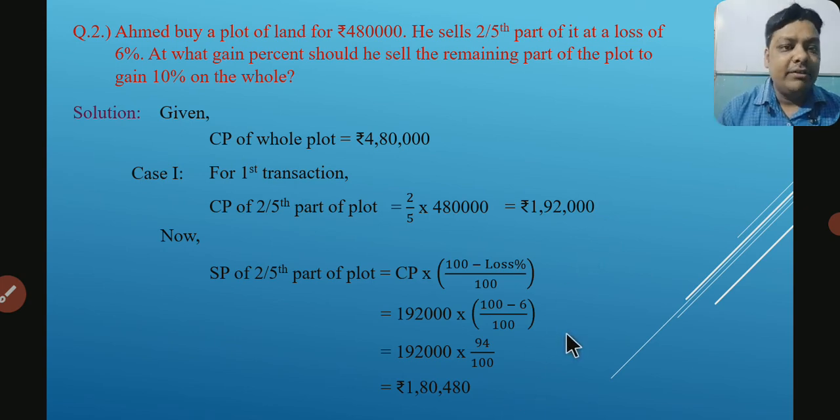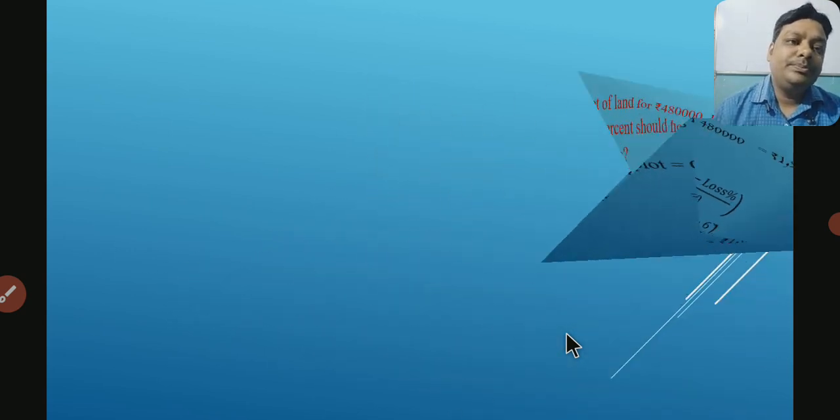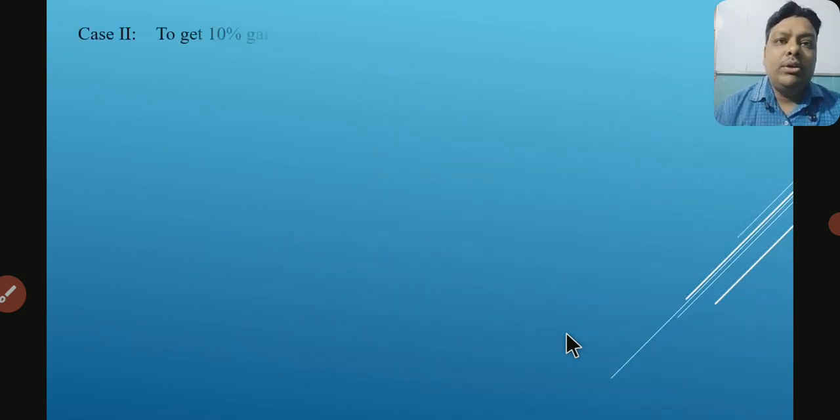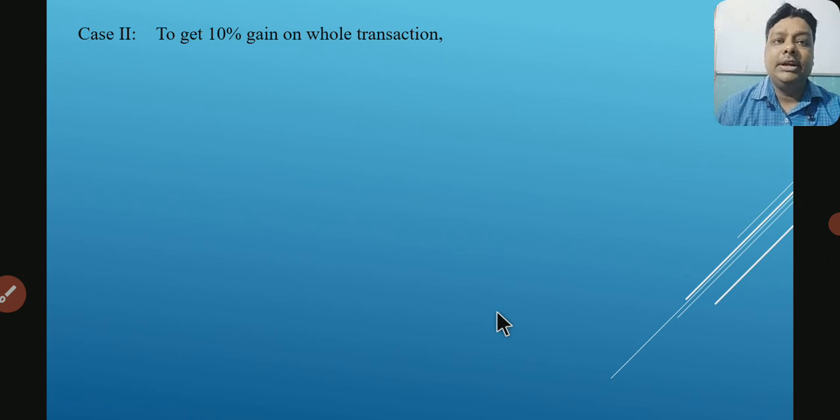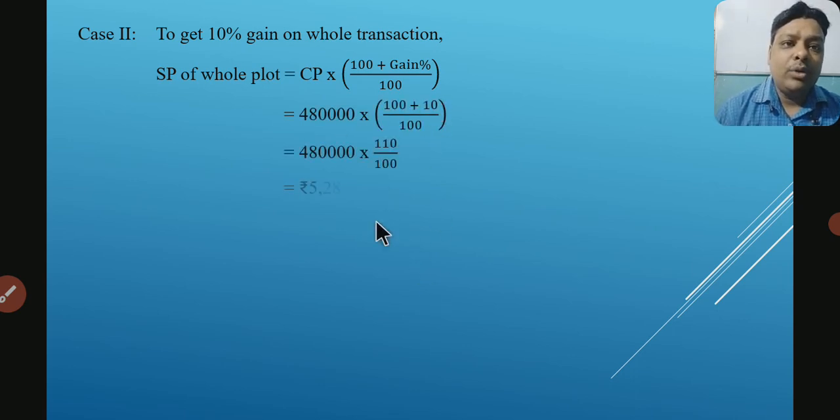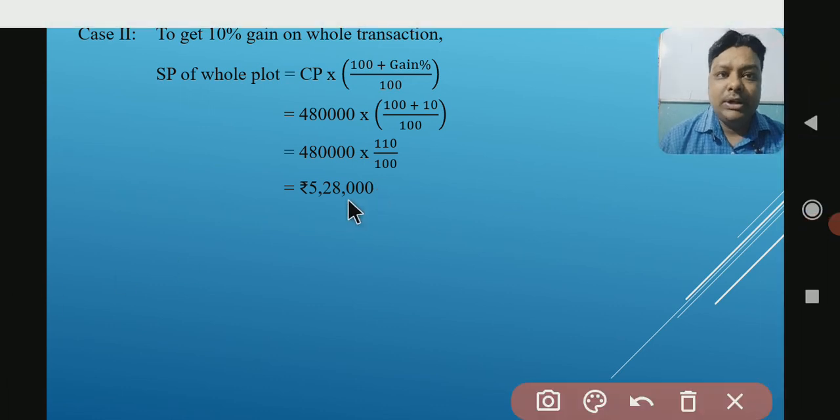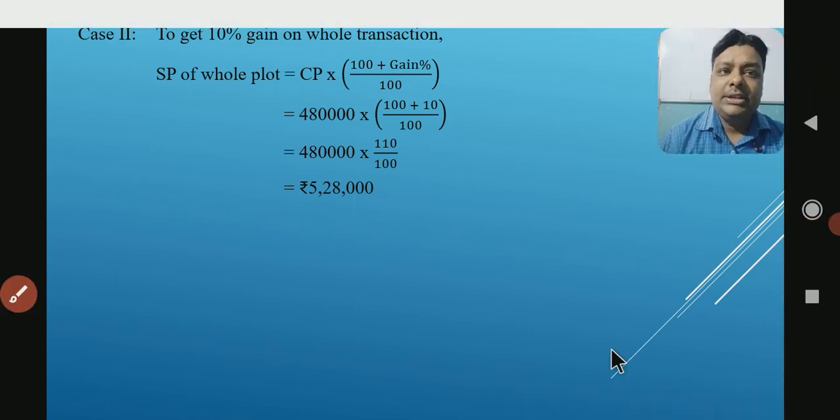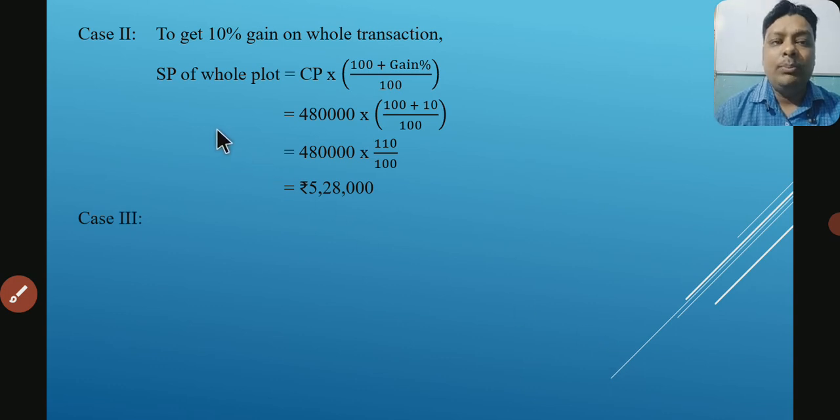So now let's see. Case 2: to get 10% gain, it means it is the desired gain. He wants that in the whole transaction he will get 10% gain. So we will take the whole CP. It means the SP of the whole plot will be CP into 100 plus gain percent by 100. CP we will take as the whole plot, 4,80,000 into 100 plus 10 by 100. It is the desired SP. So 5,28,000 is his desired SP. If he sells the whole plot, the remaining plot in sum, then he will get 5,28,000.